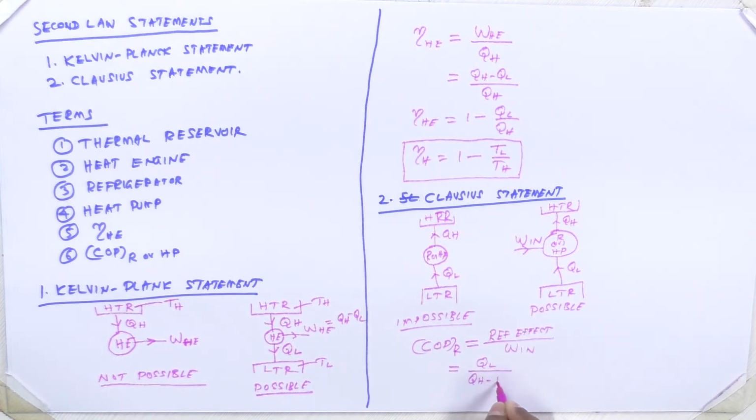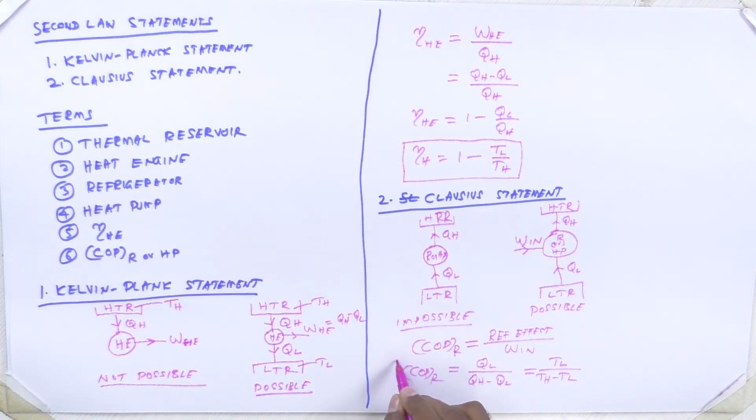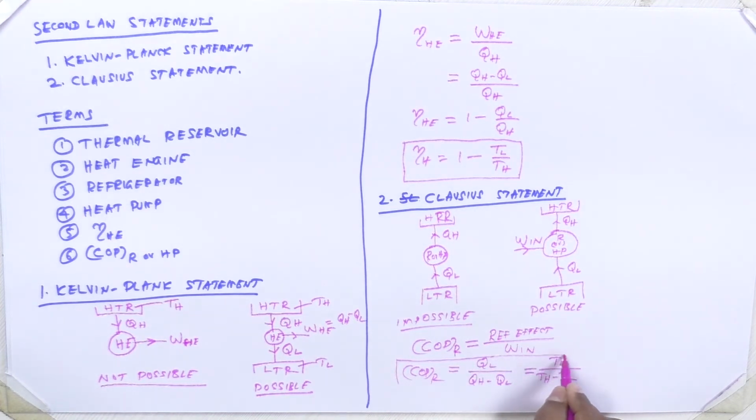QH minus QL. So otherwise we can write this is equal to TL divided by TH minus TL. Since heat and temperature are mutually convertible, Q can be replaced by temperature, TL by TH minus TL. So this is the COP of the refrigerator formula. This is also used in many places, and it is also used to check whether the possible devices exist in the world or not. When any inventor claims his device is correct or not, we can check using this formula.